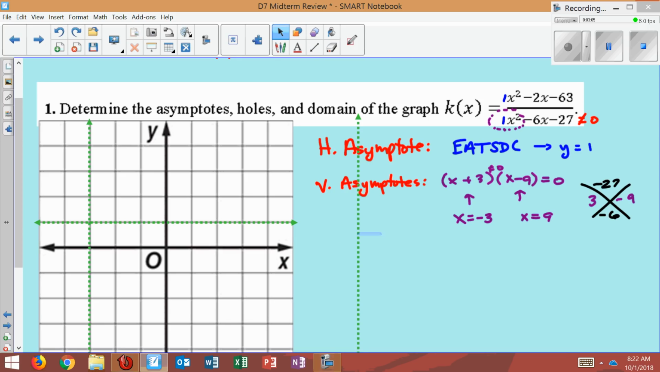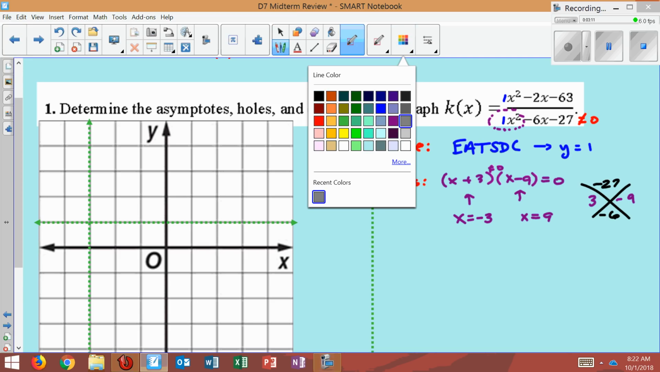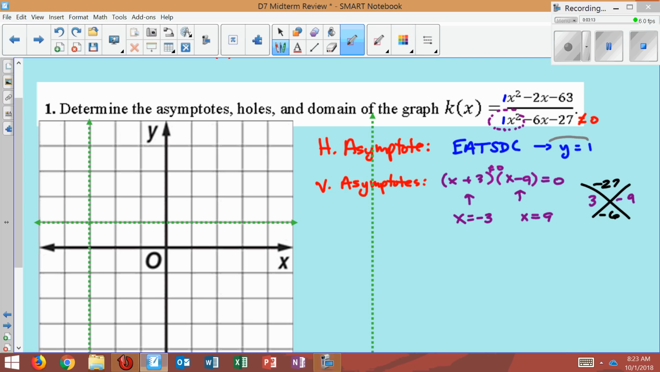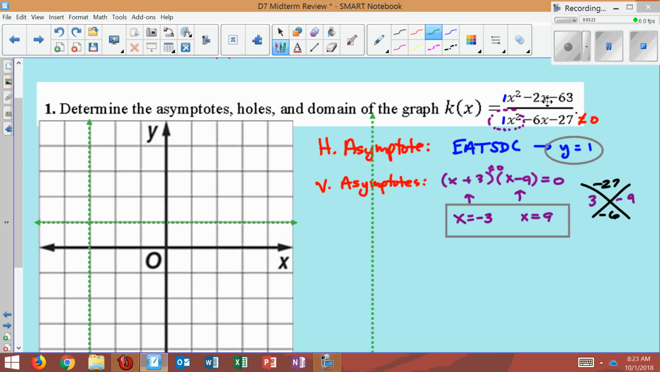So we'll have a graph kind of like this. And if I'm circling these as I go, so you can keep track of all my answers. This is the horizontal asymptote here. These are both vertical asymptotes there. It says to find holes. Now holes would be anywhere things cancel.